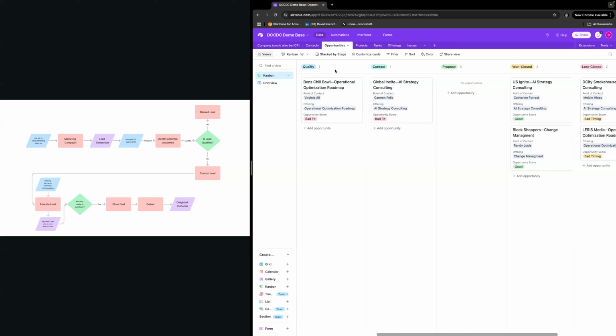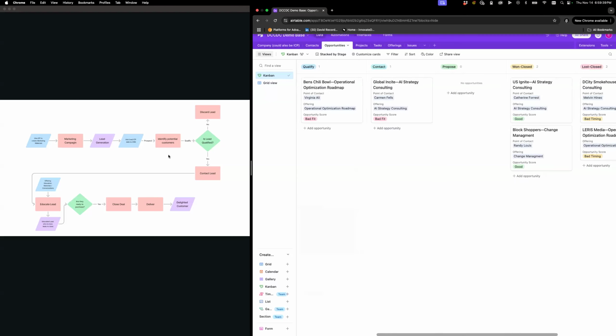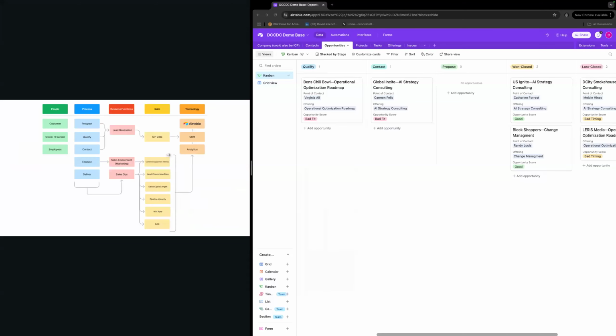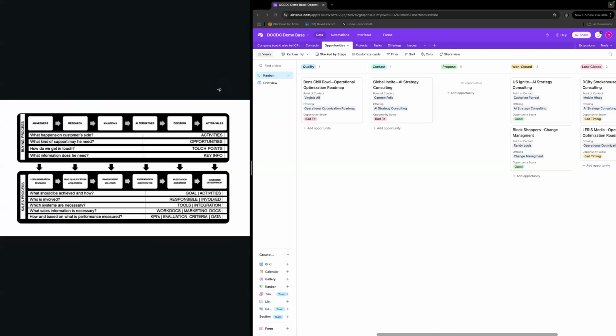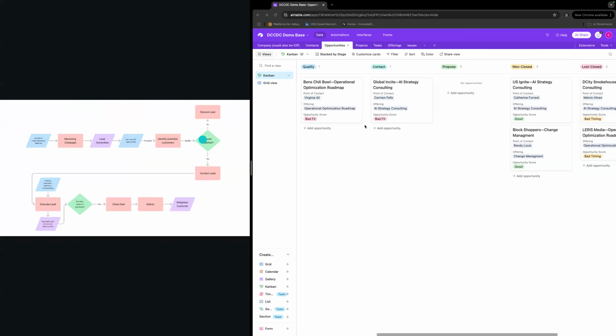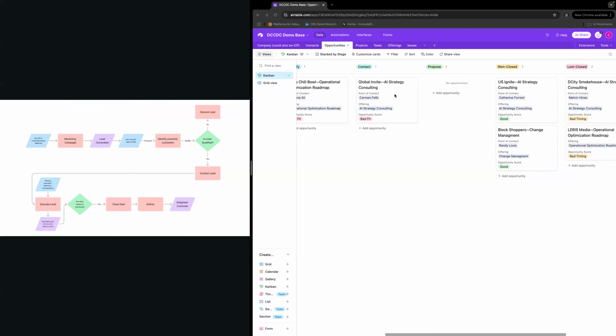But here you can see some of those steps from our original process, all the way back here. So I have qualify, I have prospect, I have contact, I have educate. These are my different sales stages that these customers, or potential customers of mine, are going through. And yeah, I'm trying to identify who is great and who is qualified.